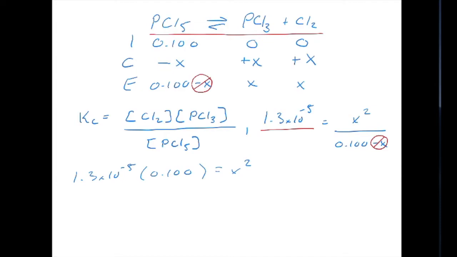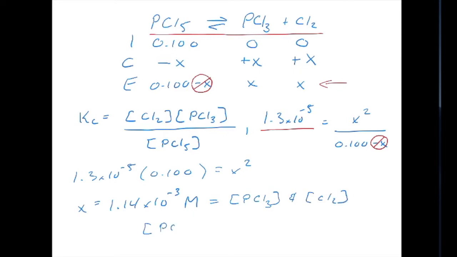And then if we solve for x, x equals 1.14 times 10 to the minus 3. Again, that's a concentration, so molar. To report the concentrations of reactants and products, we simply look at the equilibrium line. PCl3 and Cl2 are simply just x, and that's what we solved for. So this is going to equal the concentration of PCl3 and Cl2, and the concentration of PCl5.